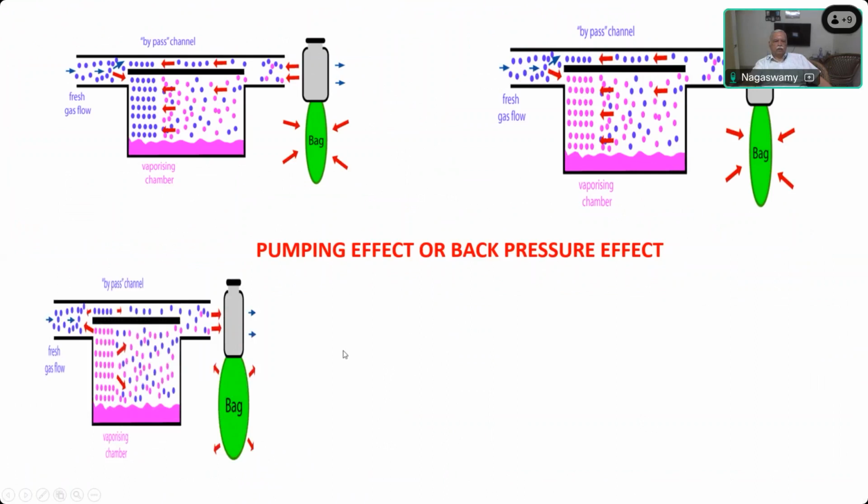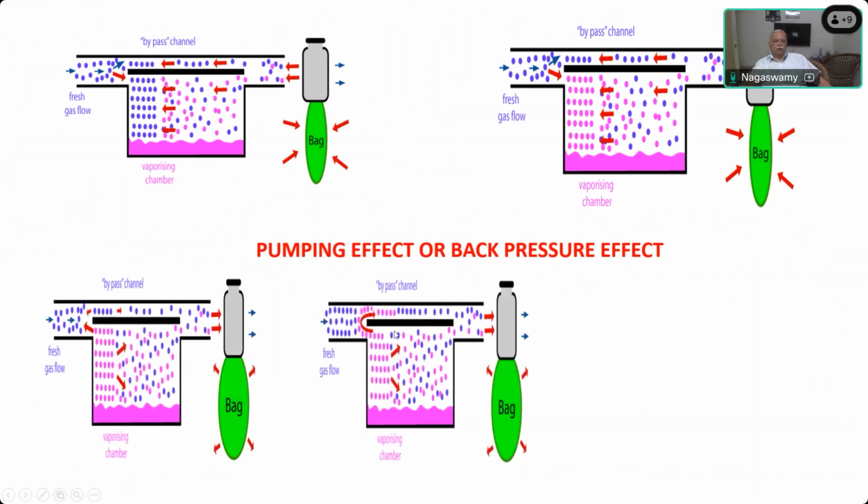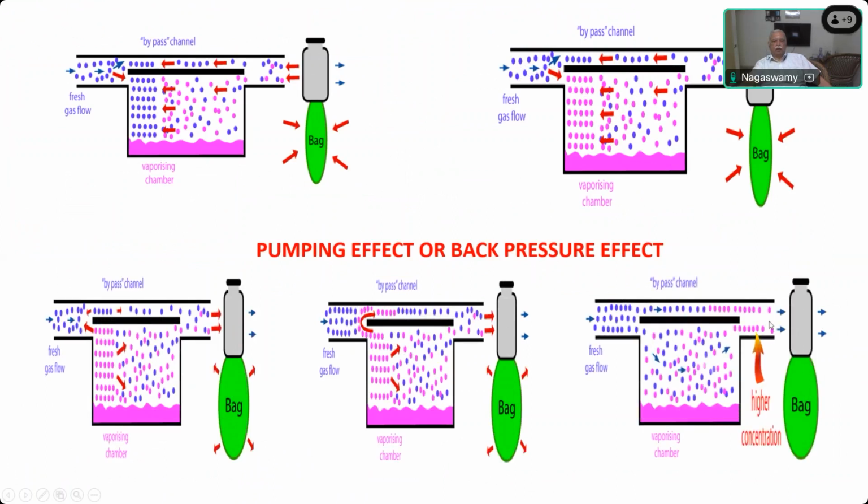So ultimately what happens, there is a part of the vaporizing material that goes into the bypass chamber, which normally should not happen. Because of this pressure, it lets the vapor go into the bypass channel also, and ultimately you find there is an increased delivery, higher concentration is being delivered. So these pictures will tell you serially, very easily, how the concentration gets enhanced by the back pressure effect.